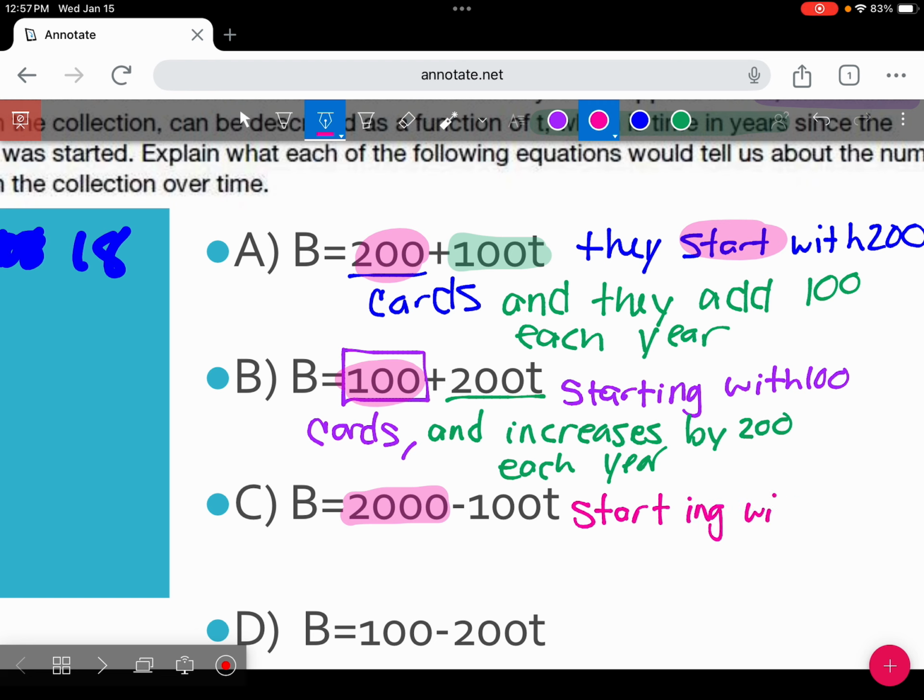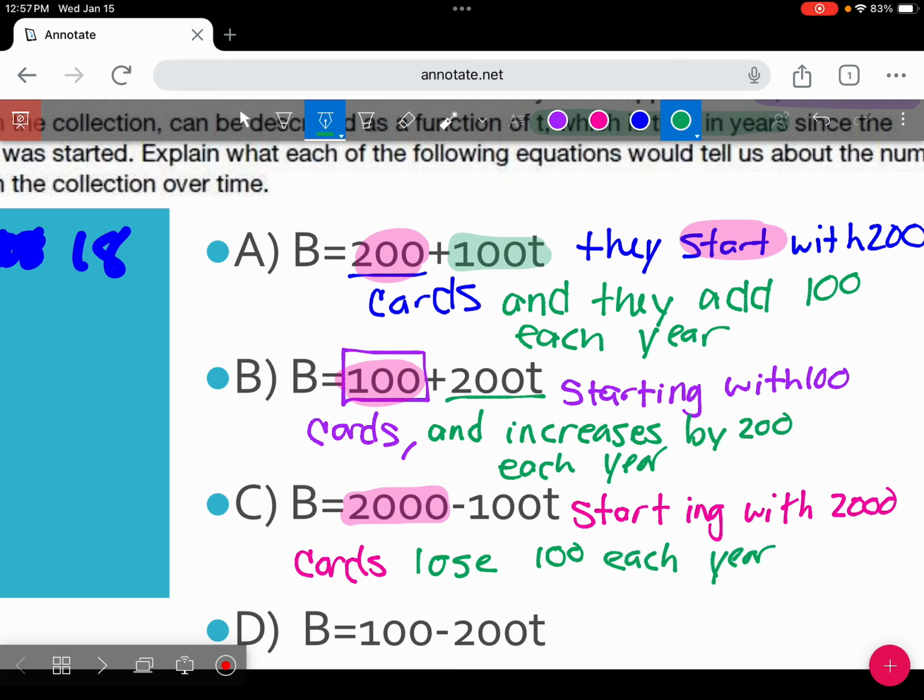Starting with 2,000 cards, and they lose, except you lose an O and lose, there we go. Lose 100 each year.